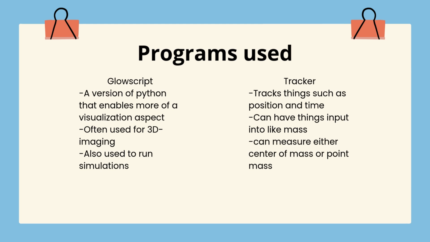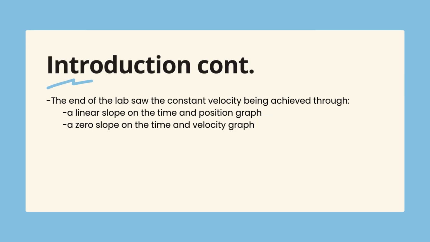Tracker can track things such as position and time, can have inputs into things like mass, and can measure the center, either center of mass or point mass. The end of the lab saw constant velocity being achieved through a linear slope on the time and position graph and a zero slope on the time and velocity graph.